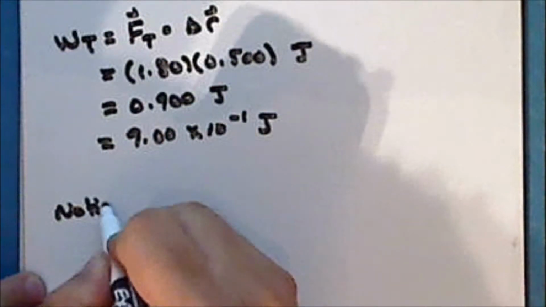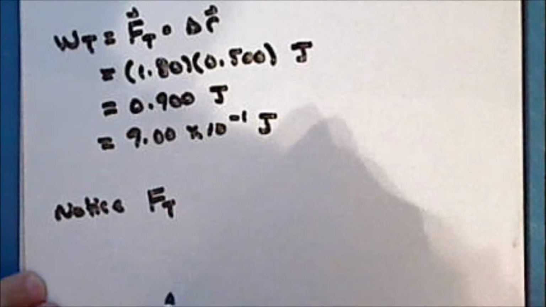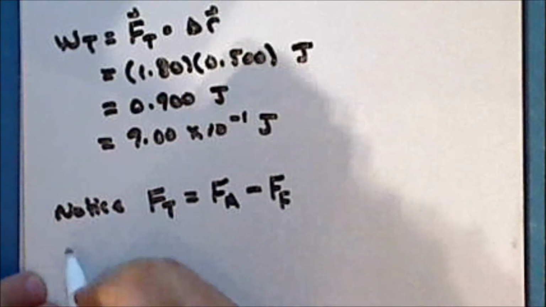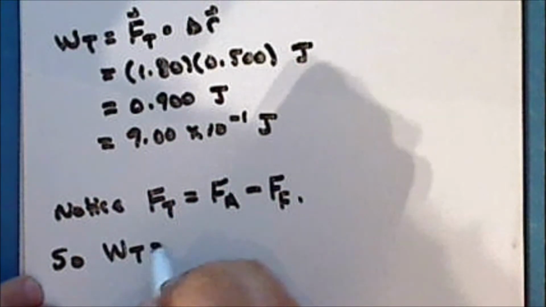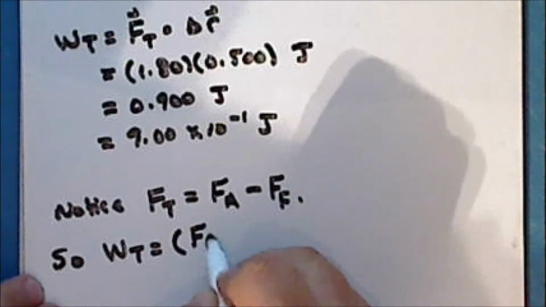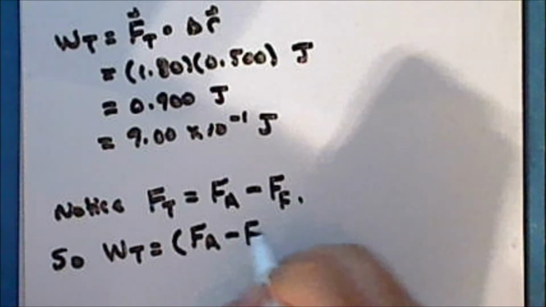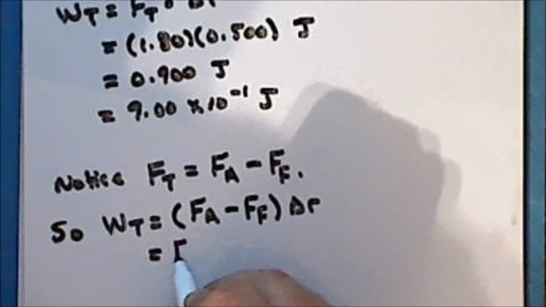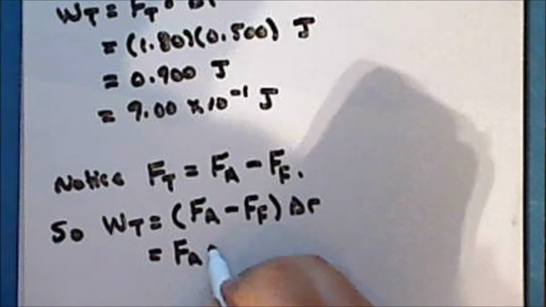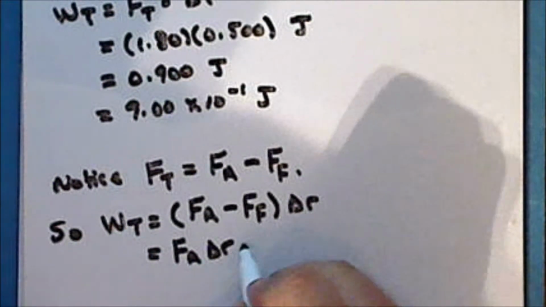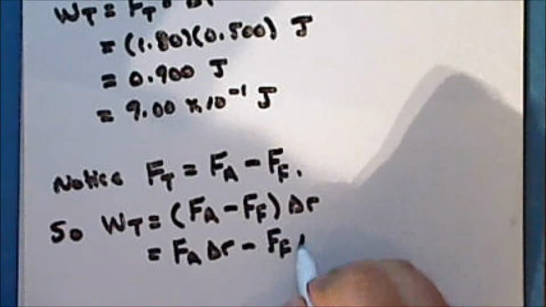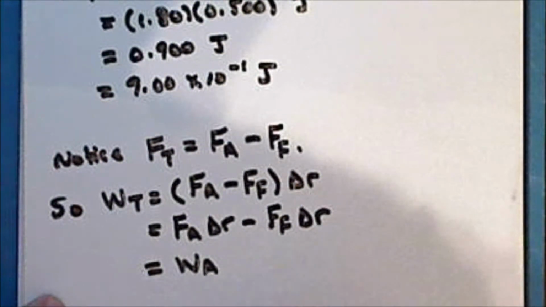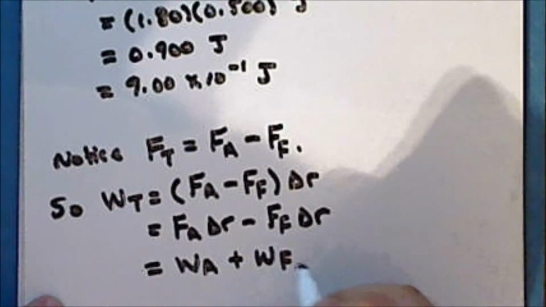Now notice that the magnitude of the total force is the magnitude of the applied force minus the magnitude of the force of friction. And so the total work is the quantity, the magnitude of the applied force minus the magnitude of the force of friction, times the magnitude of the displacement. So we have the product of the magnitude of the applied force times the magnitude of the displacement, minus the product of the magnitude of the force of friction times the magnitude of the displacement, which is the work done by the applied force plus the work done by the force of friction.